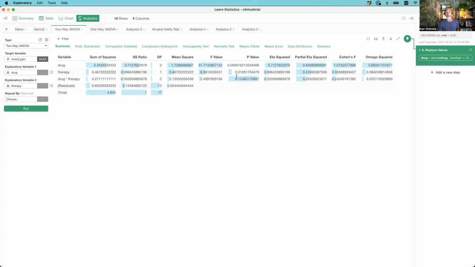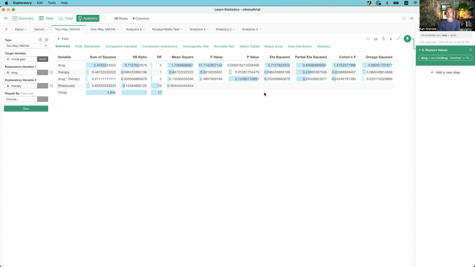But if this value is 0.001 or something like that, smaller than the 5% threshold, then this is significant. That means we're going to stop right there, and we can say, hey, it's too intertwined between drug and therapy, so we can't really continue on that analysis. So that's the analysis here to answer the question of significant or not.